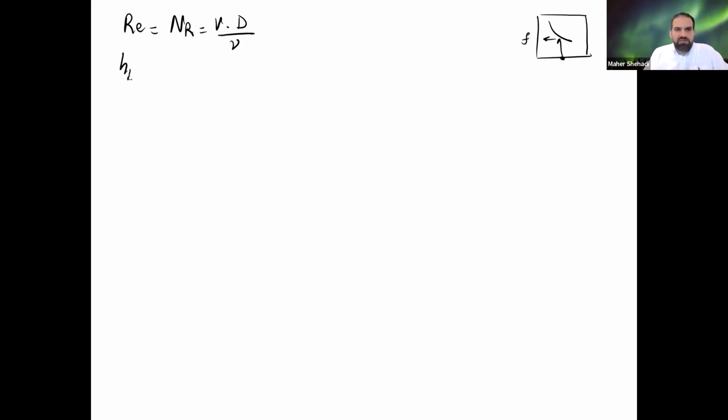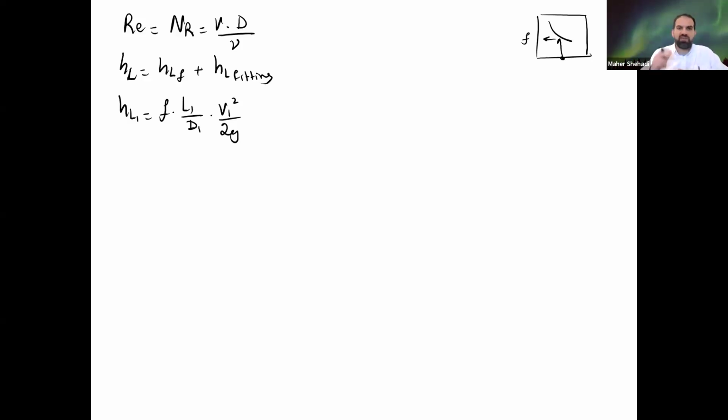Now, the head loss in general is the frictional head loss plus the fittings head loss. For each section, head loss 1 is F L1 divided by D1 times V1 squared. And that's why I said the first step is usually to find V1, to find F, and then we're going to need it here. Plus, I have two 90-degree elbows times V1 squared over 2g.